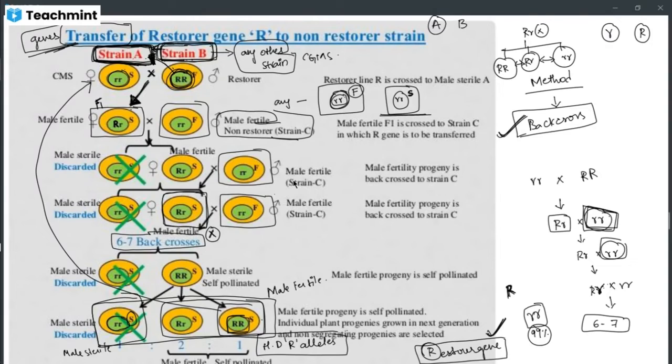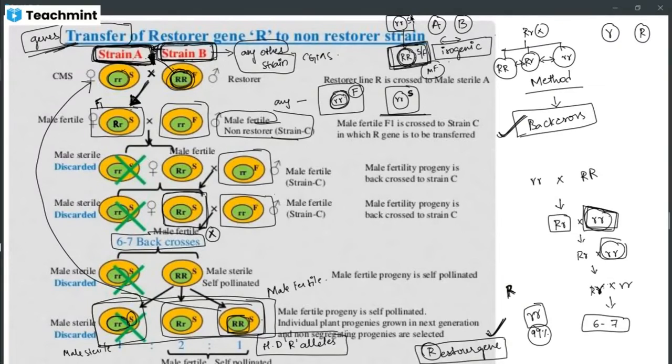A, B, these two are your isogenic lines. Please remember. Which means if A line has the recessive genome and also the sterile cytoplasm, and it also has the restorer gene in the homozygous dominant condition, whether it might be sterile or fertile, ultimately what will be the fertility status of this one? It will be fertile. Male fertile, right?